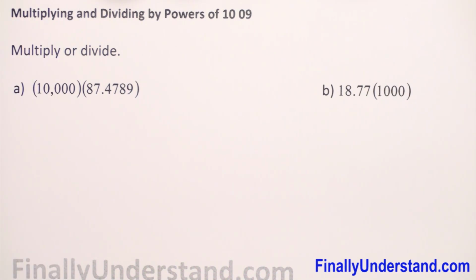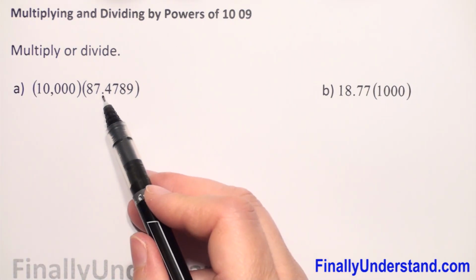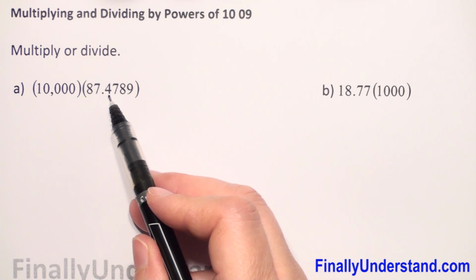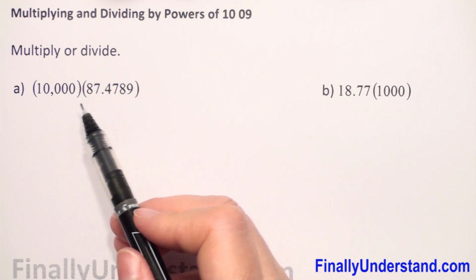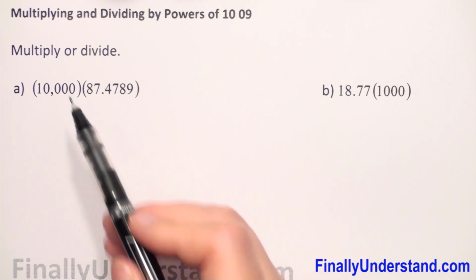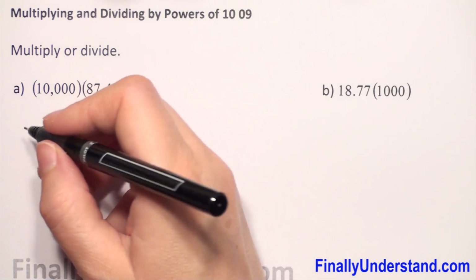We have multiplication by power of 10. So how do we do this? When we have multiplication, we need to move the decimal point to the right. And how many decimal places? We have to count the zeros. So let me copy our example one more time.